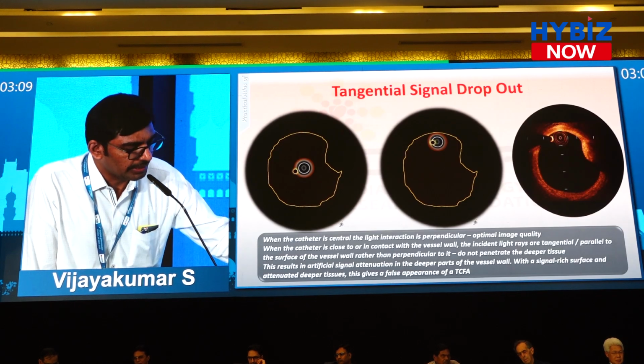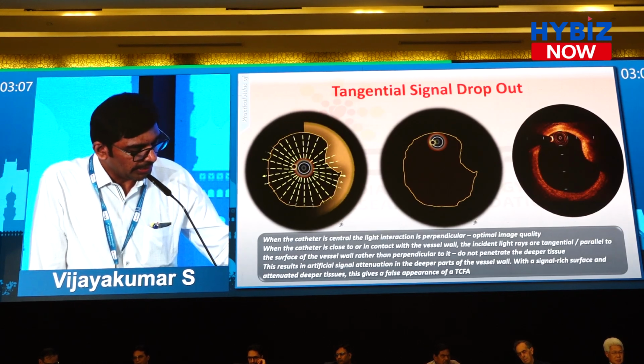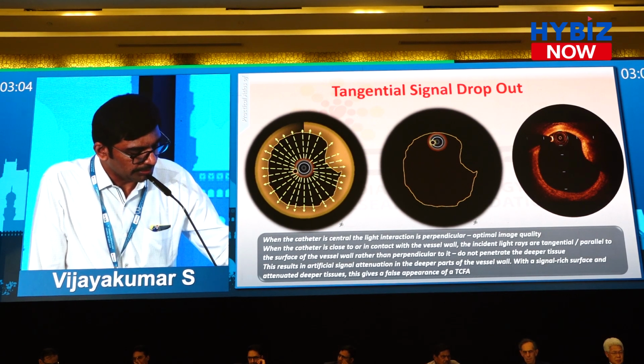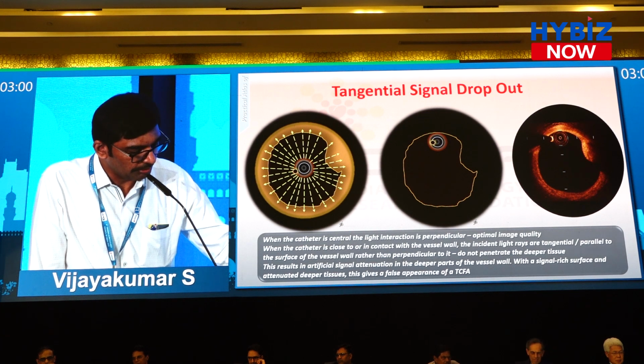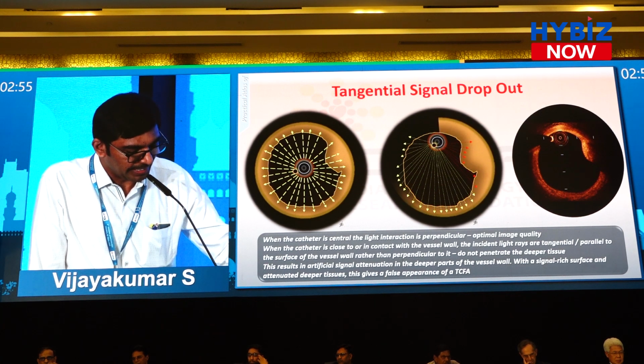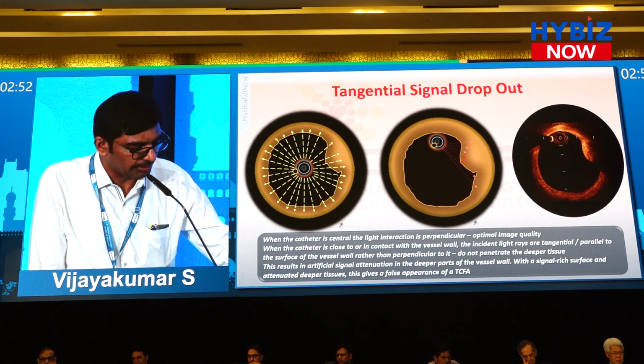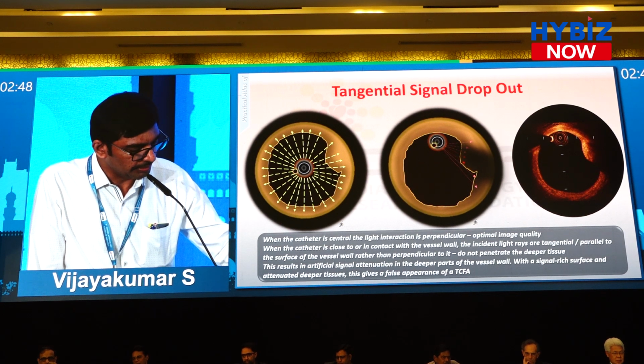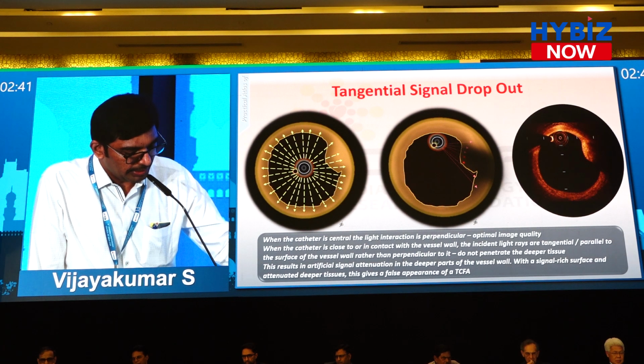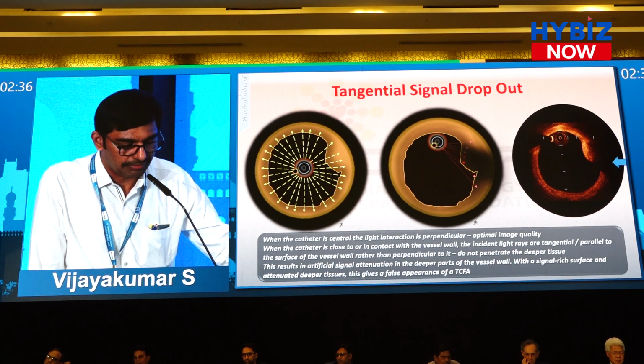The next artifact is tangential signal dropout. When the catheter is centered, the light interaction is perpendicular, and that results in optimal image quality. When the catheter is close to or in contact with the vessel wall, the incident light rays are tangential, parallel to the surface of the vessel wall rather than perpendicular to it. So they do not penetrate into the deeper tissue. That results in artificial signal attenuation in the deeper part of the vessel wall. A signal-rich surface and attenuated deeper tissue gives a false appearance of thin cap fibroatheroma.